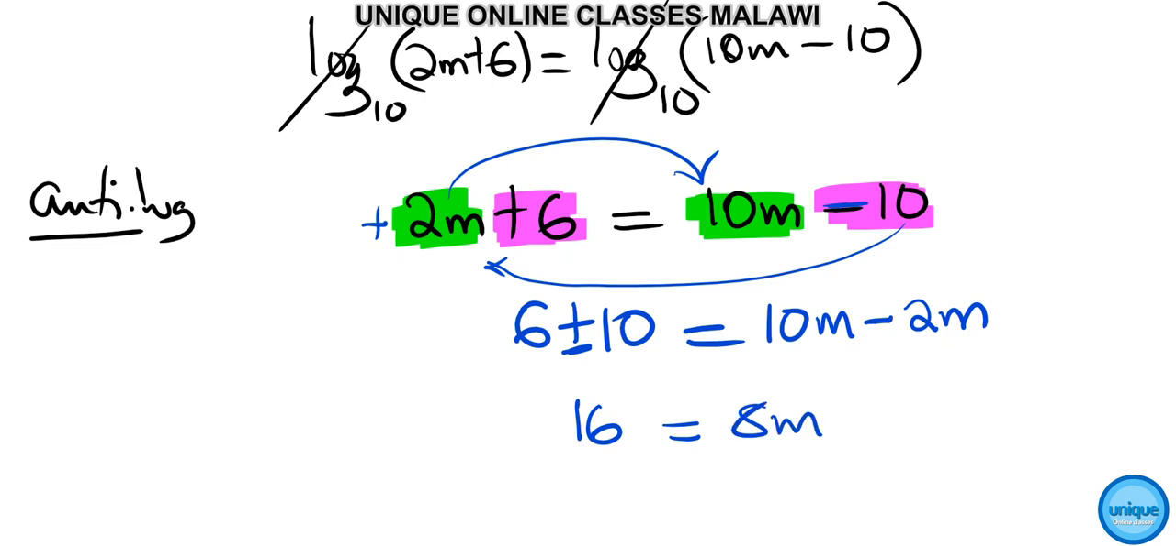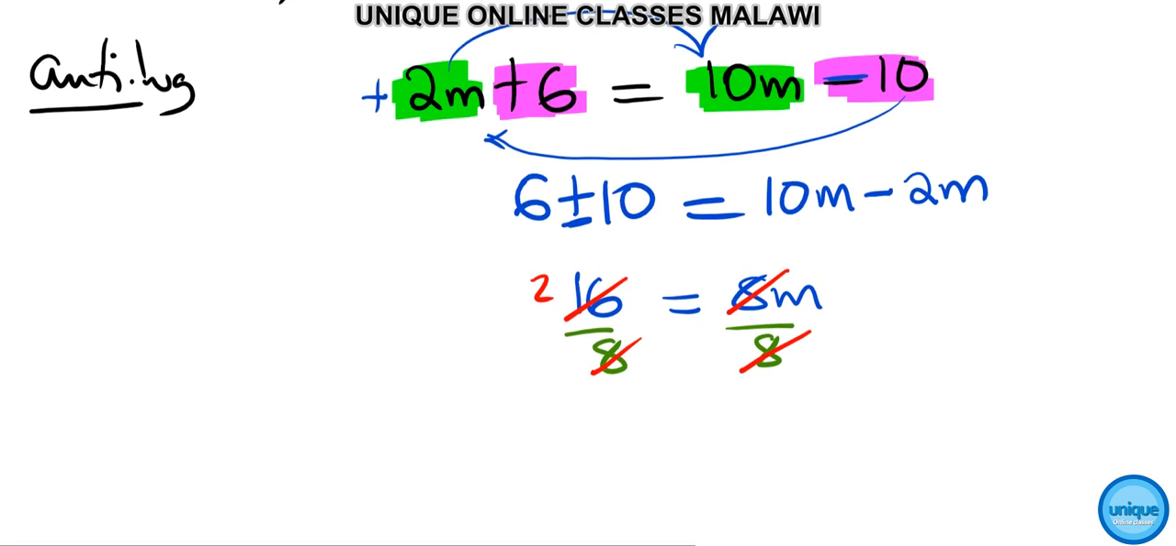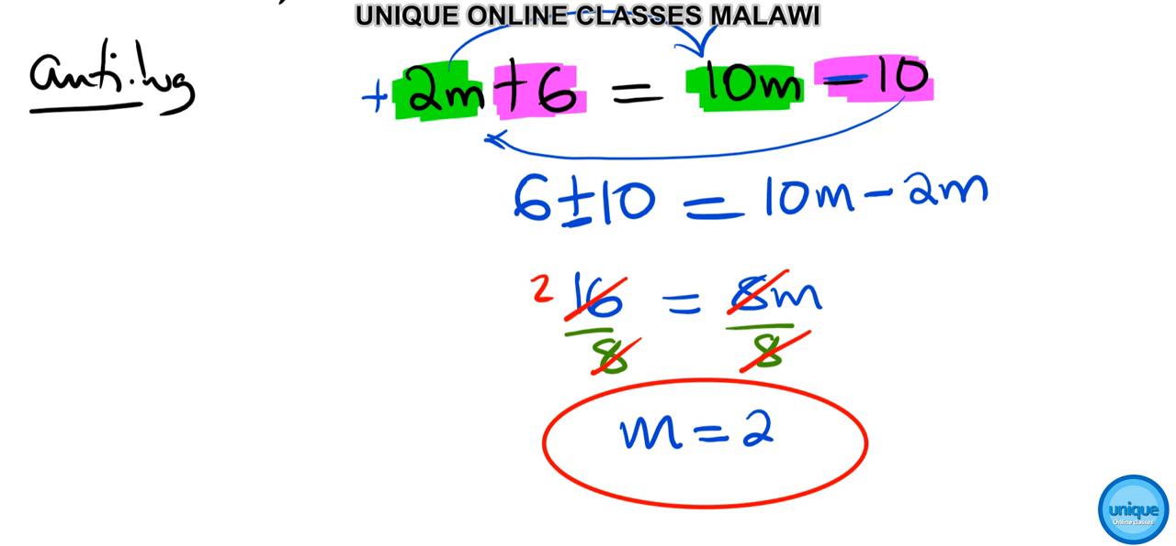So the next step is to find the value of m by dividing both sides by 8. Now 8 into 8, that's 1, so we remain with m on that side, and 8 into 16, the answer is 2, which means that the value of m is equal to 2.